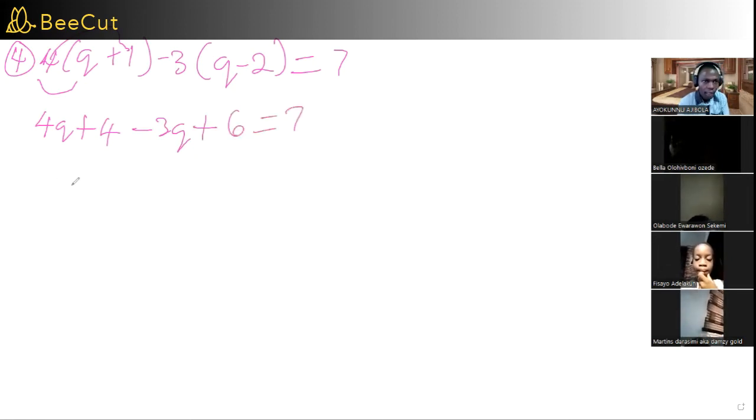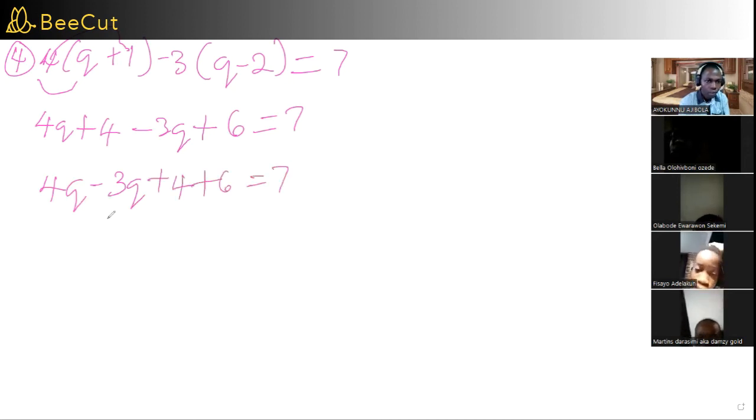Now we can still combine like terms. That will be 4q minus 3q, then plus 4 plus 6 equal to 7. So this is going to be 10 instead of 7. So we have 4q minus 3q is just a single q, then 4 plus 6 is 10. So that is q plus 10 equals 7.